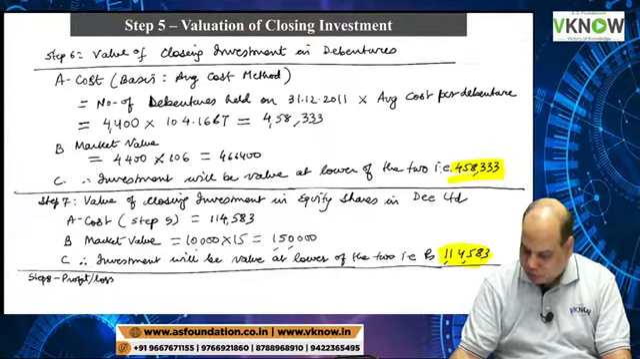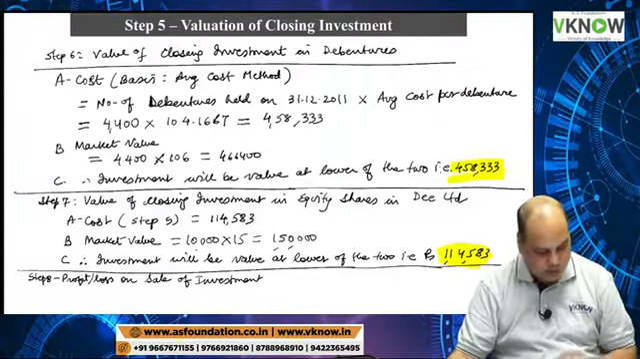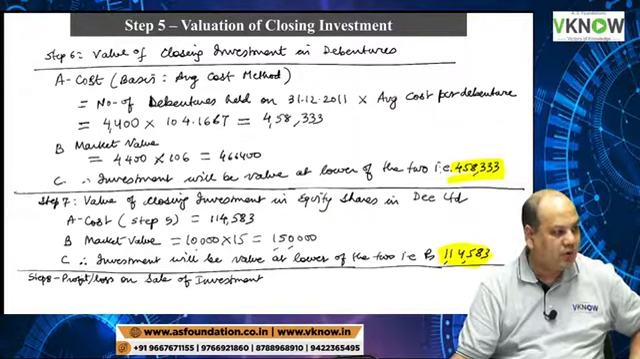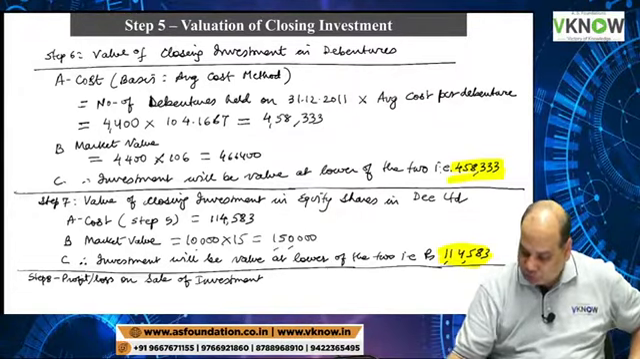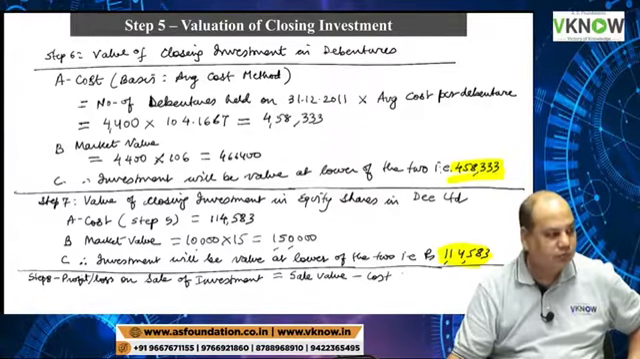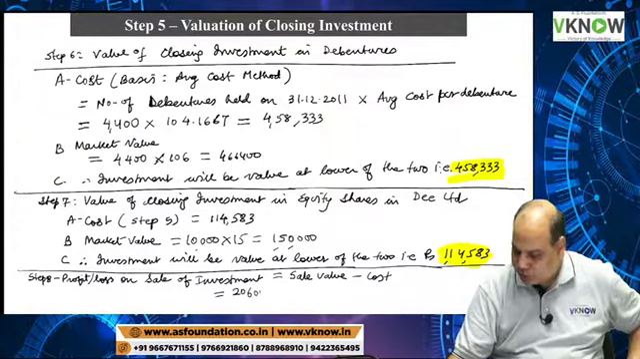Profit or loss on sale of investment is equal to sale value minus cost. Sale value is 2,06,000 and cost will be 2,000 quantity sold.